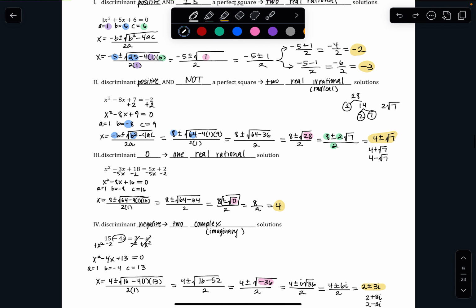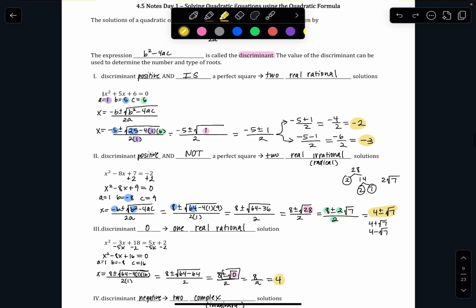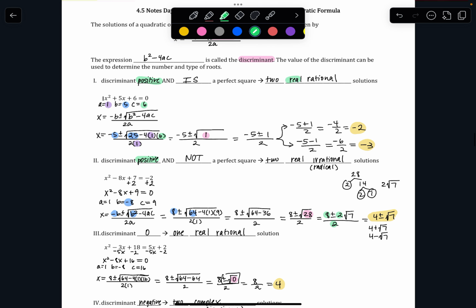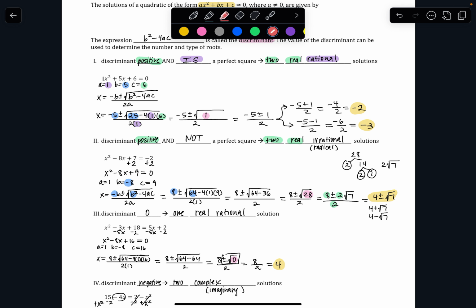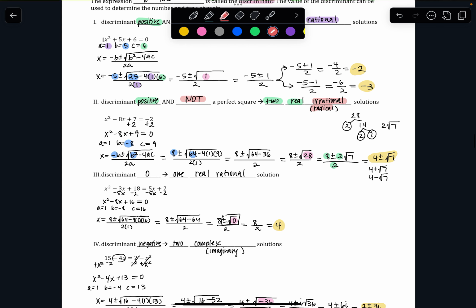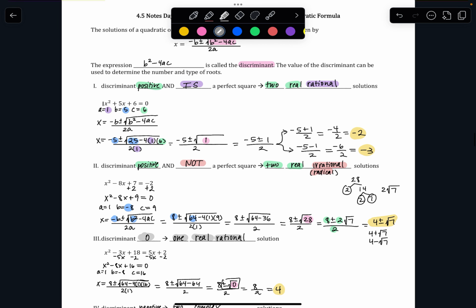Okay, and so just to summarize what we talked about, if your discriminant is positive, that means you're going to have real solutions, okay? And you're going to have two of them, two real solutions. If it is a perfect square, you're going to have rational solutions. They're going to be nice. If it is not a perfect square, you're going to have irrational solutions, which means you're going to have a radical involved. Okay? If your discriminant is 0, you're going to have one real rational solution.